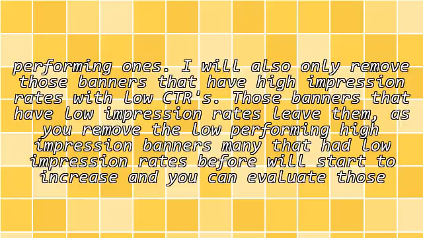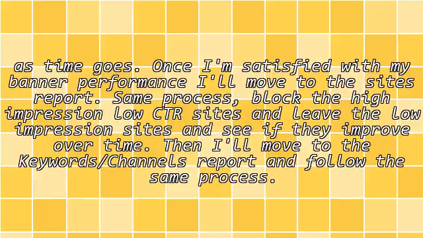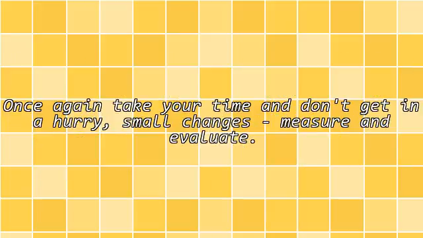I will also only remove those banners that have high impression rates with low CTRs. Those banners that have low impression rates, leave them. As you remove the low performing high impression banners, many that had low impression rates before will start to increase, and you can evaluate those as time goes. Once I'm satisfied with my banner performance, I'll move to the sites report. Same process: block the high impression, low CTR sites and leave the low impression sites and see if they improve over time. Then I'll move to the keywords/channels report and follow the same process. Once again, take your time and don't get in a hurry. Small changes, measure and evaluate.